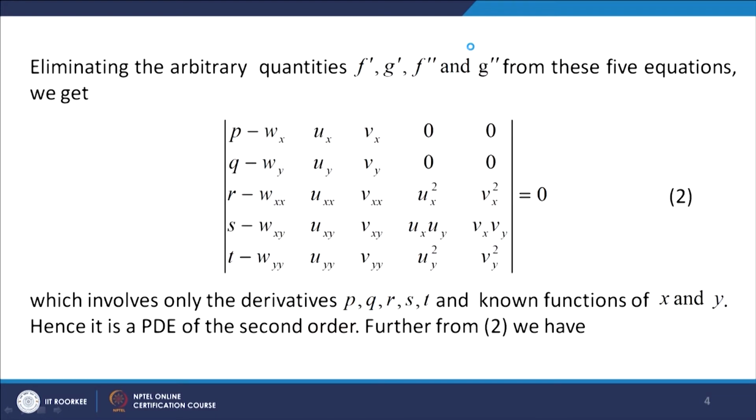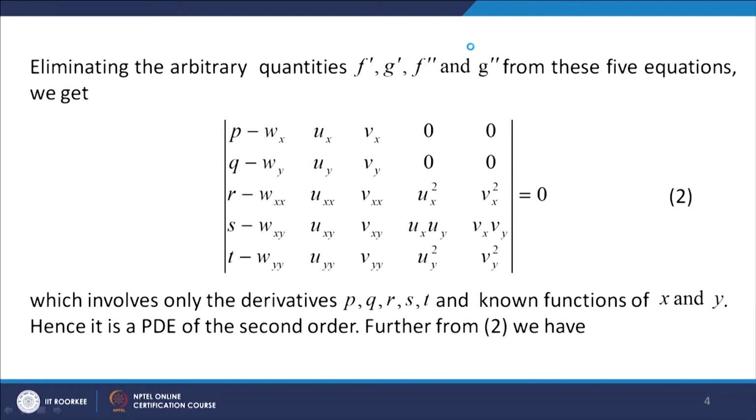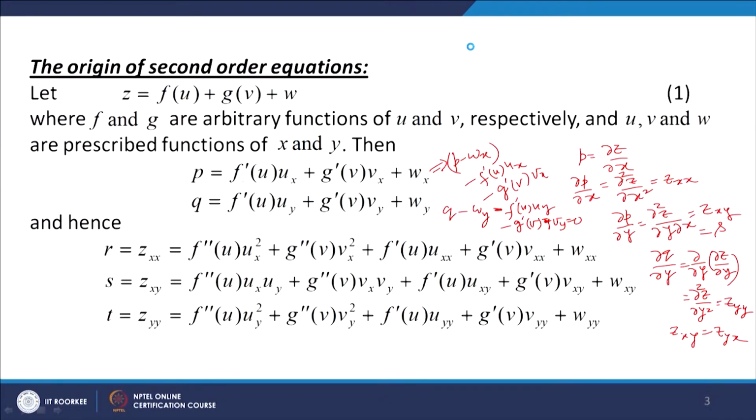This is your PDE 3 and you can see this is a second order partial differential equation, because r is second order derivative of z with respect to x, s is second order partial derivative of z with respect to x y, t is second order derivative of z with respect to y, p is partial derivative of z with respect to x of first order, q is partial derivative of z with respect to y of first order. So, this is a second order partial differential equation and it has been derived from z equal to fu plus gv plus w. So, we can say that this relation z equal to fu plus gv plus w is a solution of this second order PDE.